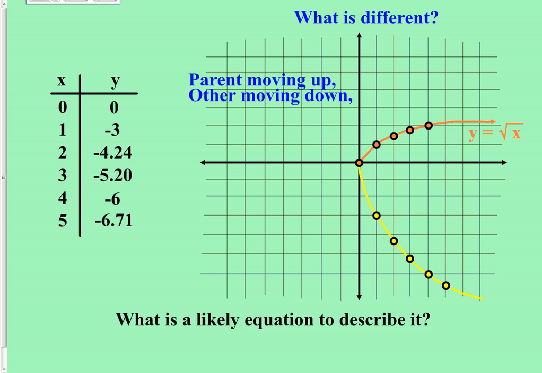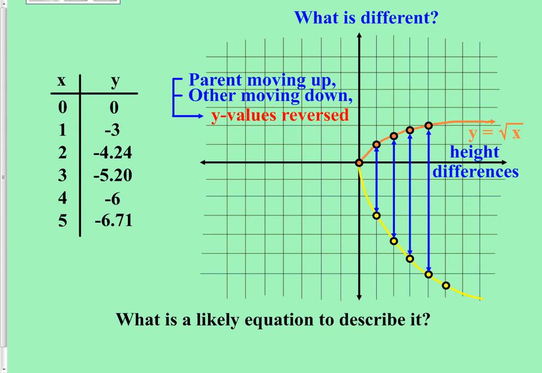So that's what we did. The parent function was moving up. This function was moving down. That's going to cause a change in the y value. We got some height differences. How are the heights different? We'll compare the parent function to this new function and see if you can tell if there is a multiplier at work between the parent function and your new function.